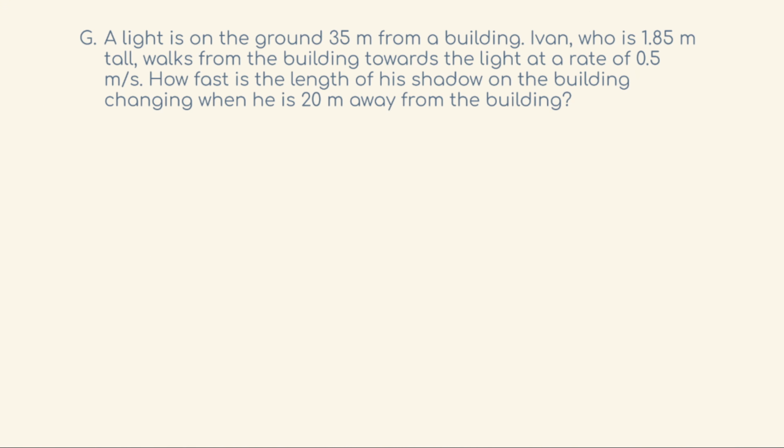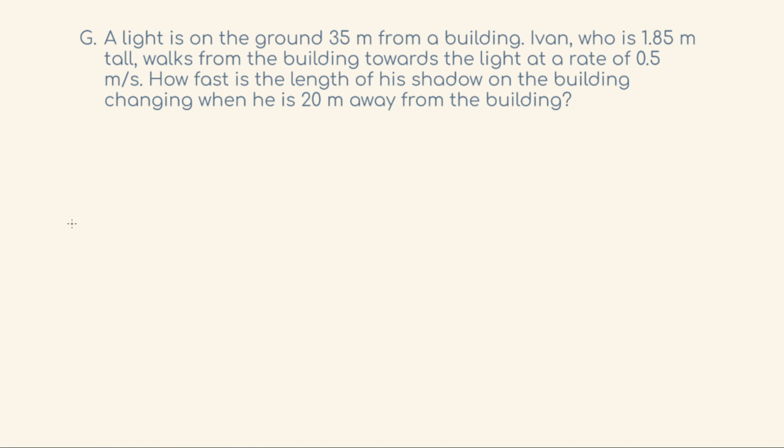All right, question G. A light is on the ground 35 meters away from a building. Ivan, who is 1.85 meters tall, walks from the building towards the light at a rate of 0.5 meters per second. How fast is the length of his shadow on the building changing when he is 20 meters away from the building? So let's draw a diagram so we can see what we're kind of dealing with here.